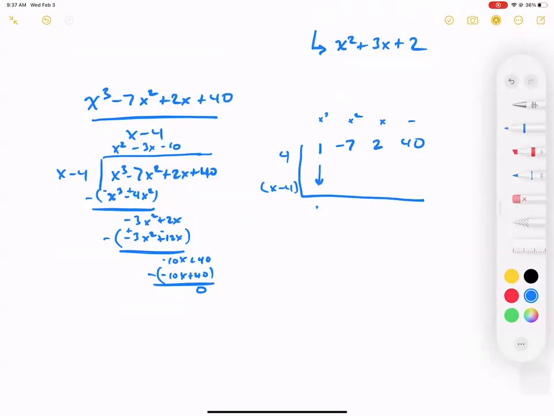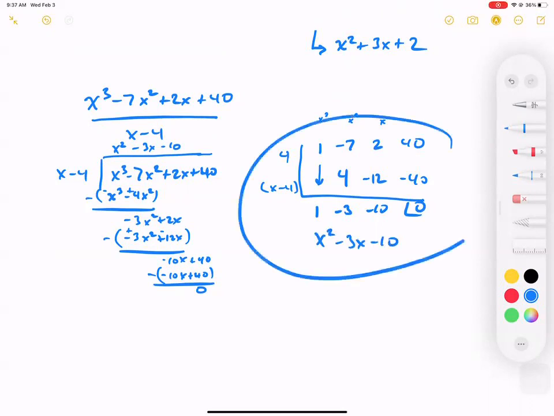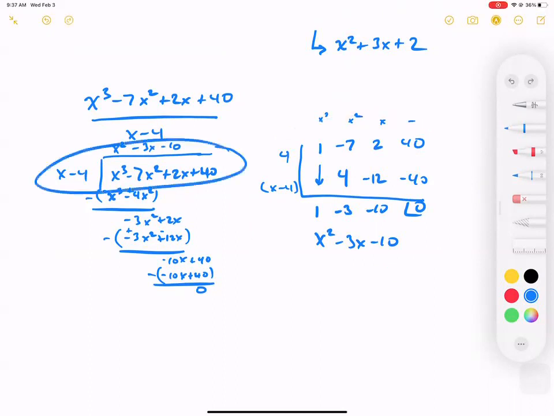That's 1, 4, negative 3, negative 12, negative 10, negative 40, 0. Reinterpret: x squared minus 3x minus 10. Great job. Literally it took me like 30 seconds to do this, maybe another 10 seconds to set it up. I would have done the setup here also, but it would take me longer to write the setup problem. So hopefully you guys are believers that synthetic division works.